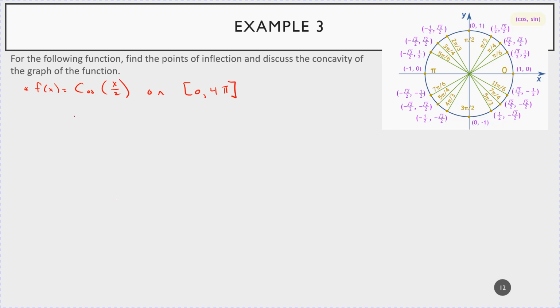Okay, so here's what we know. We need to find concavity and points of inflection. So this example is going to focus on the second derivative. So we'll start by finding the first derivative, f prime of x.